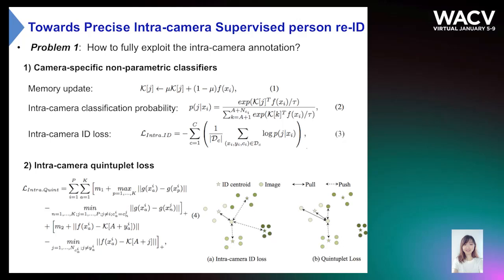Additionally, we also design a quintuplet loss, which aims to mine the hard samples both in batch and in memory. The quintuplet loss is shown in equation 4. It consists of a local in-batch triplet loss and a global memory-based triplet loss. By enforcing the quintuplet loss, the intra-camera ID, the intra-ID compactness, and the inter-ID dispersion are further improved.